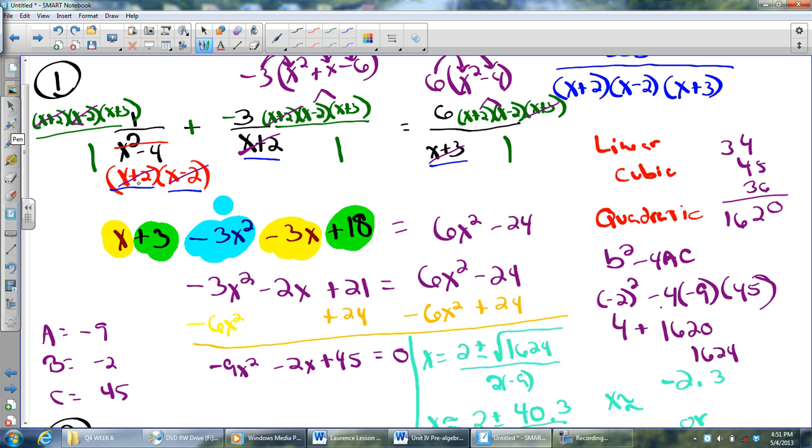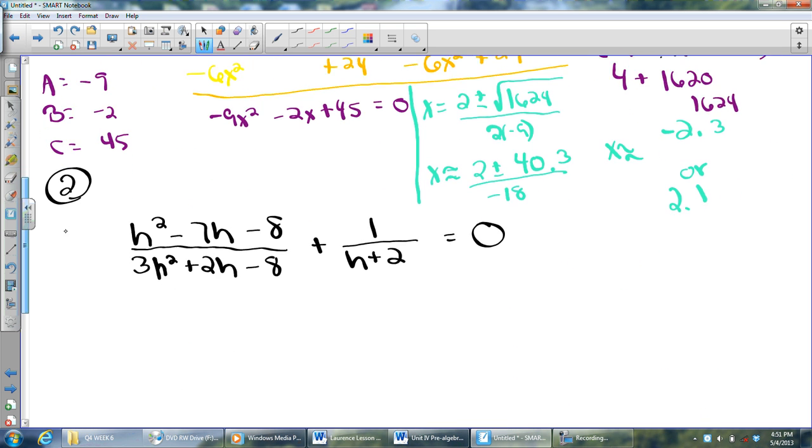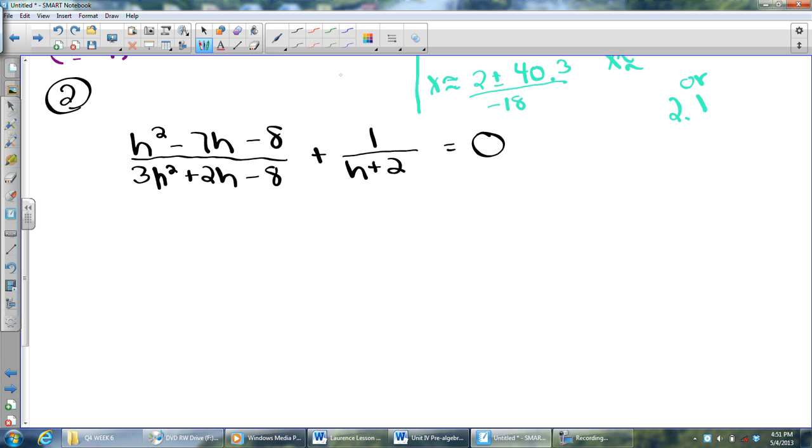Looks like my restrictions will be negative 2, positive 2, and negative 3. So there's my solution. All right, let's try another one. This one looks a little bit different. I'm going to factor here, and let me see. I'm going to have to factor that.